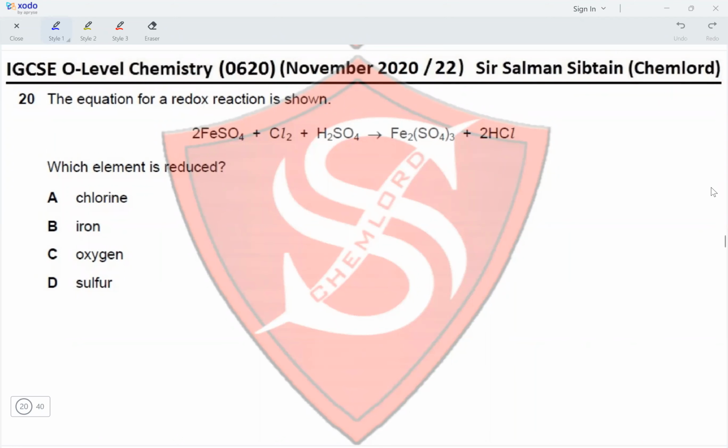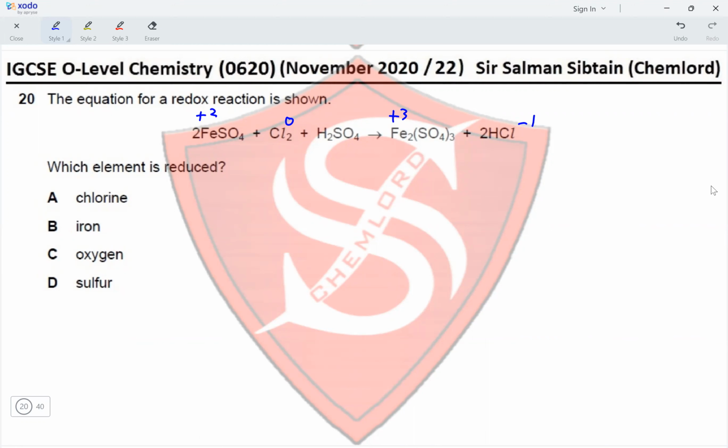Question 20. The equation for a redox reaction is shown. 2 moles of FeSO4 plus chlorine plus sulfuric acid gives Fe2(SO4)3 and 2 moles of HCl. Which element is reduced? Okay, so we have FeSO4, iron has a charge of +2. We have chlorine with a charge of 0. On the product side, Fe2(SO4)3, iron has a charge of +3. That means Fe2+ was oxidized to Fe3+, and chlorine in HCl has a charge of -1. That means chlorine gas was reduced to chloride ions.